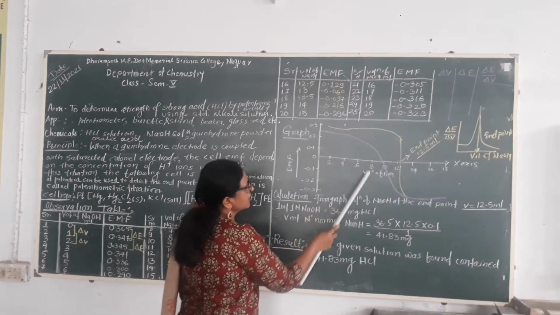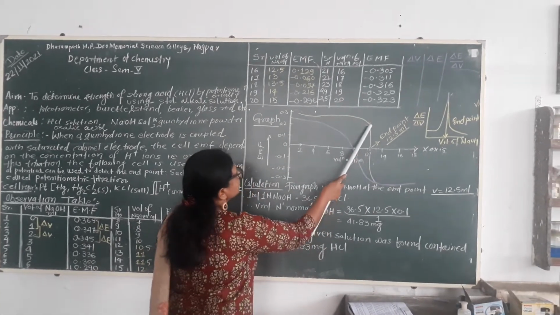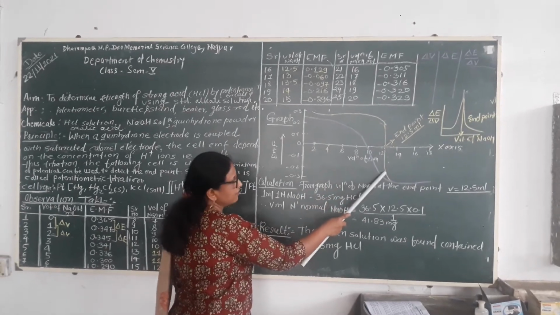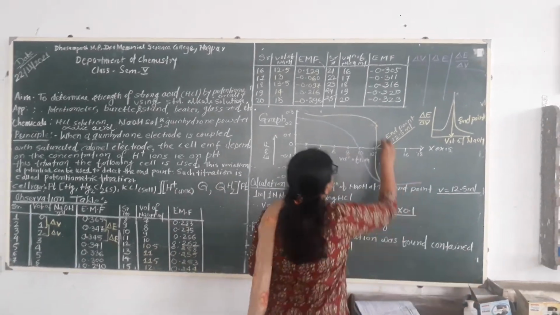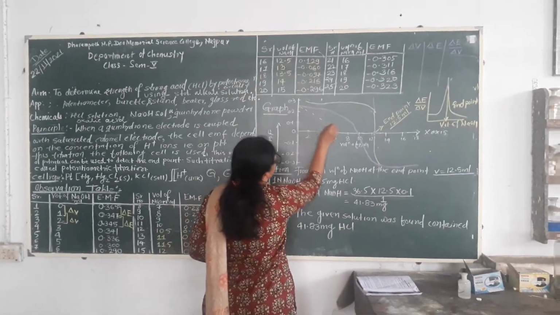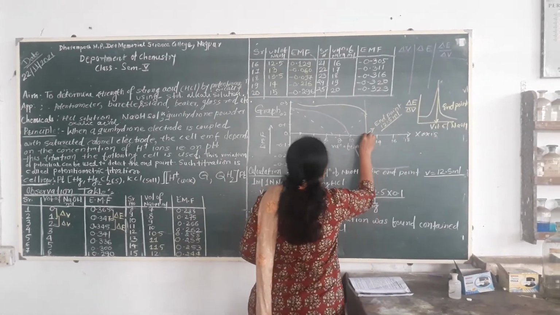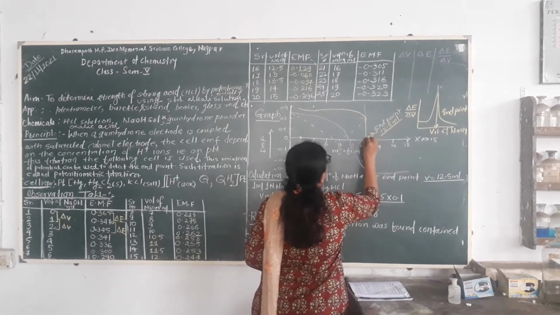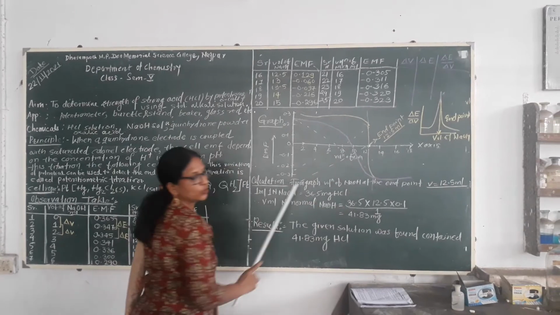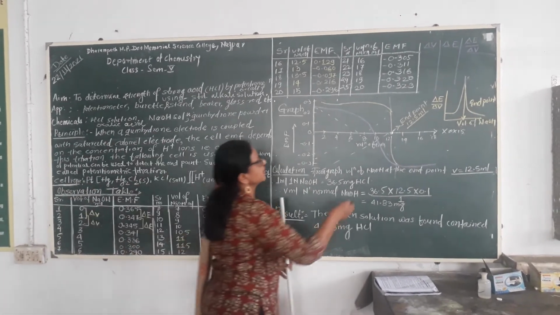So this is the graphical representation, and how can we measure the end point? This is the fast change in EMF. When we extrapolate this, half of this, when we join this point, so here at 12.5 ml is the end point of this titration. From the observation we obtain the end point of this titration.